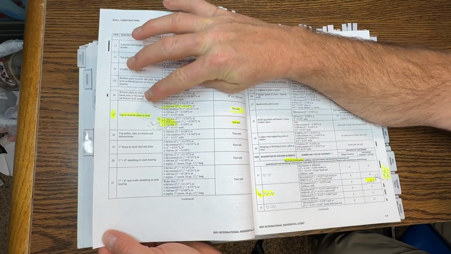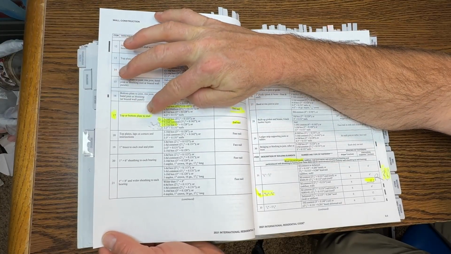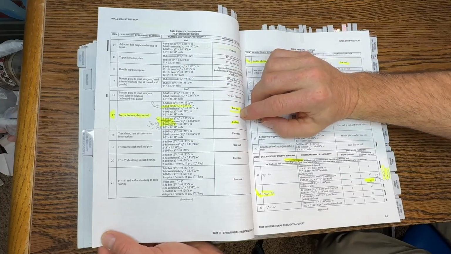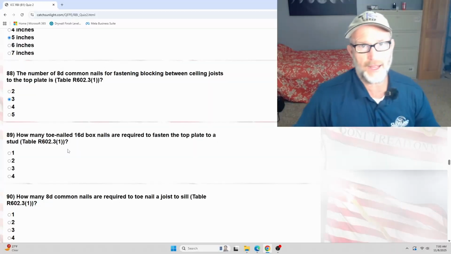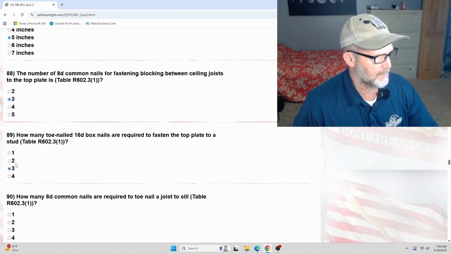So you have 16 top or bottom plate to stud. And how are we applying these? Toenailed. So I say toenailed right there. The answer is 3. So the answer on that would be 3. Let's go ahead and select 3.